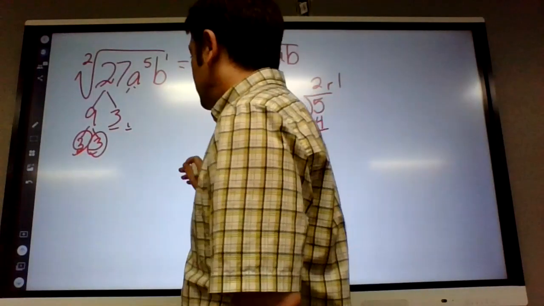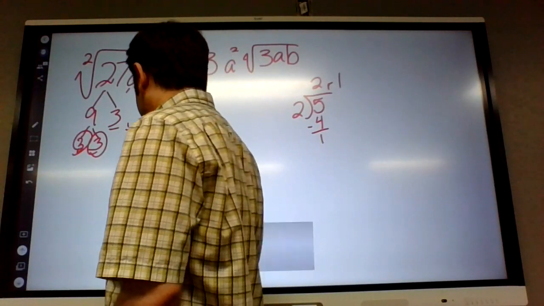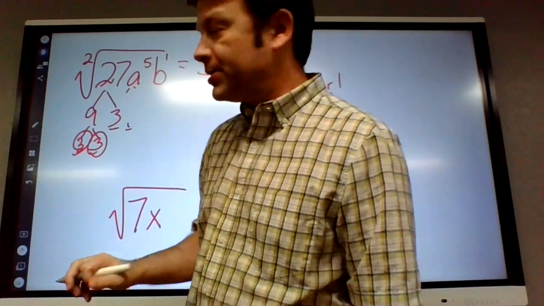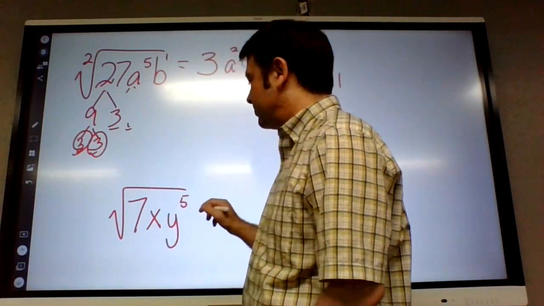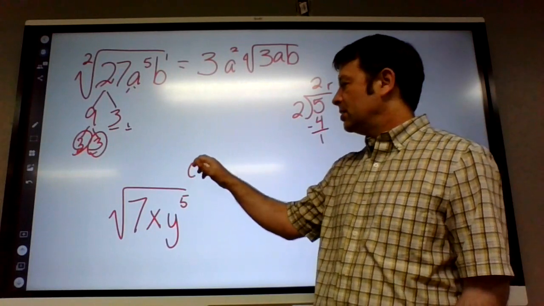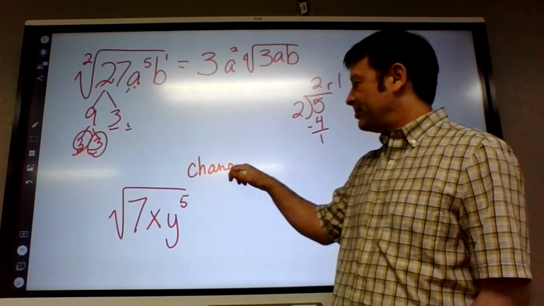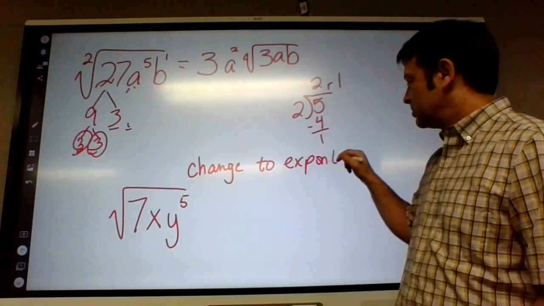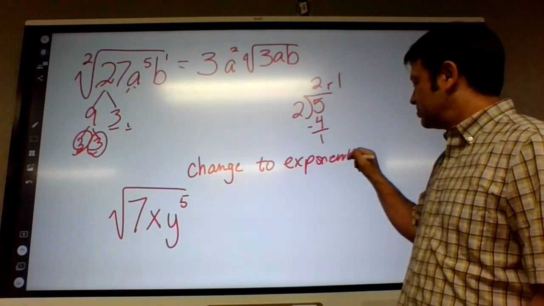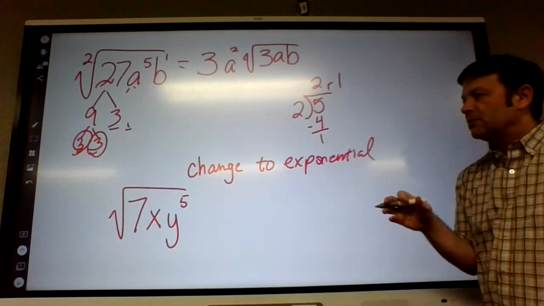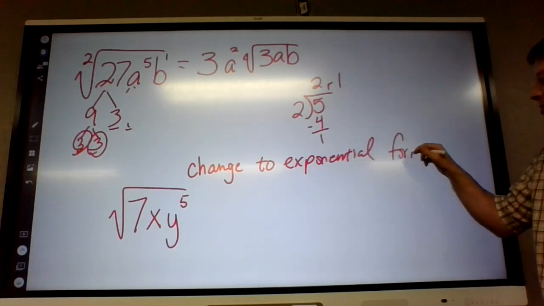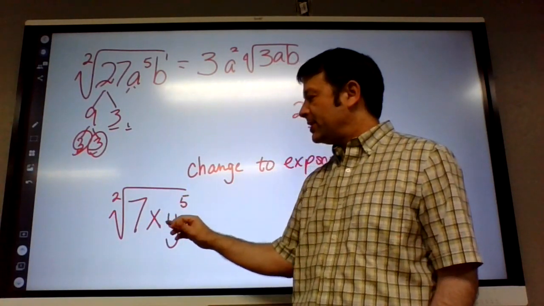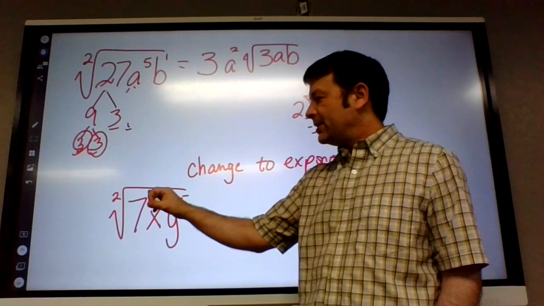Okay. So the directions for that were simplify, and the directions for this are change to exponential form. You guys remember what that means? Exponential form. Okay. So the invisible number out here is 2. What's the invisible power on the x? 1. And same thing on the 7.